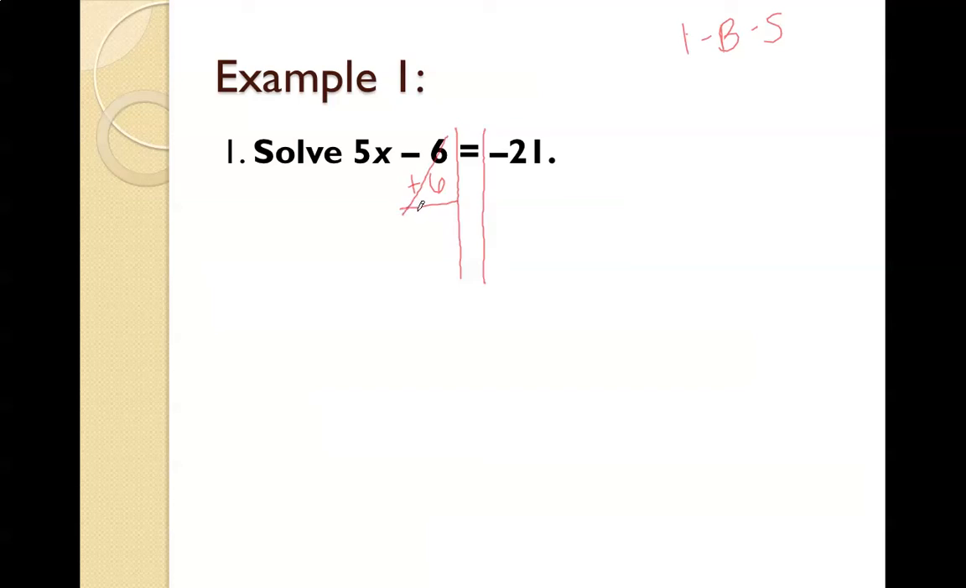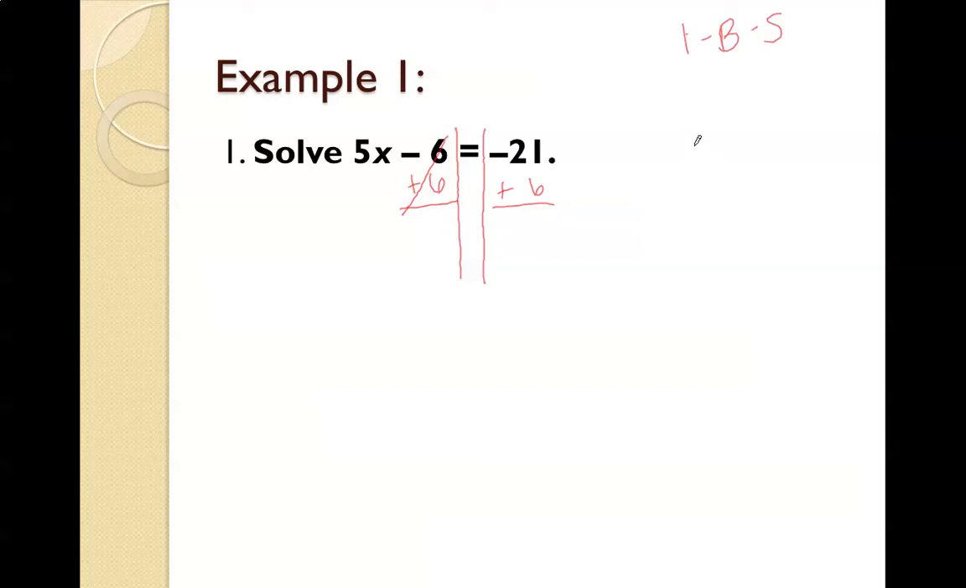Now, if you know in math, what you do to one side of the equation, you have to do to the other. So I am actually going to add 6 to the right side as well. That keeps my equation balanced. So what I do to one side, I have to do to the other.